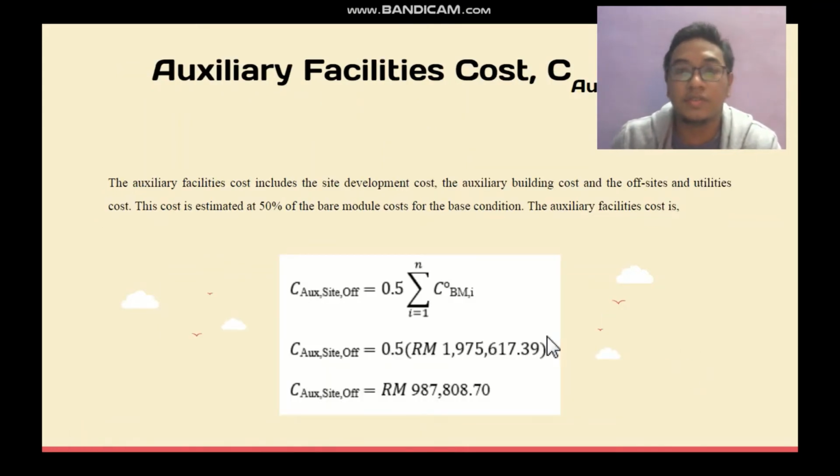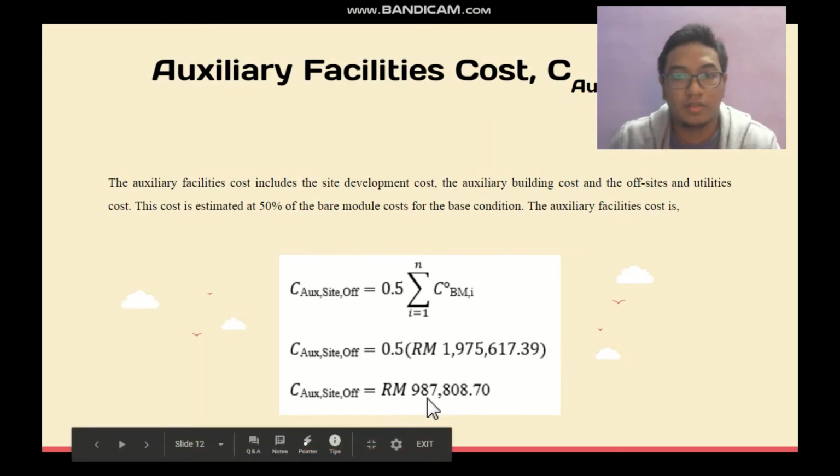For auxiliary facility cost, the auxiliary facility cost includes the site development cost, the auxiliary building cost, and the offsite utility cost. This cost is estimated at 50% of the bare module cost for the base condition. The auxiliary facility cost is 900,000 ringgit Malaysia.